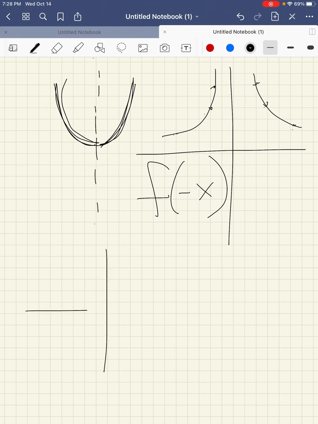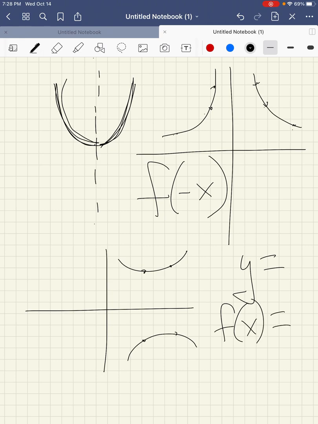If I have something that's reflected about the x-axis, like something like this, now the x values are the same, but the y values are the opposite. So remember, f of x is just a fancy way of saying y equals. So it's actually the y value or the f of x value that changes sign when it's reflected about the x-axis. All right? So that's reflections. The next thing is translations.